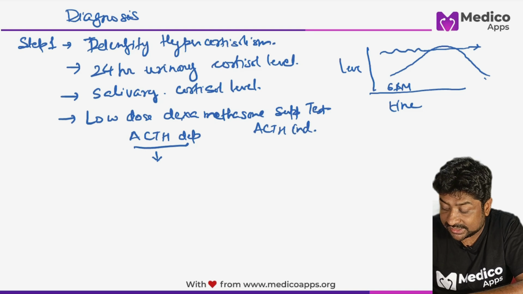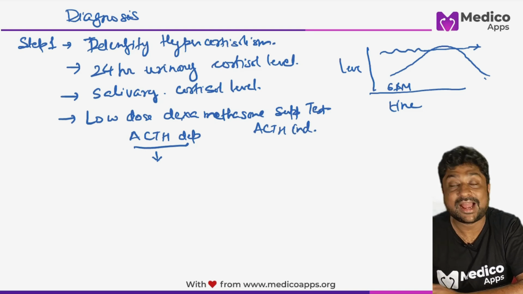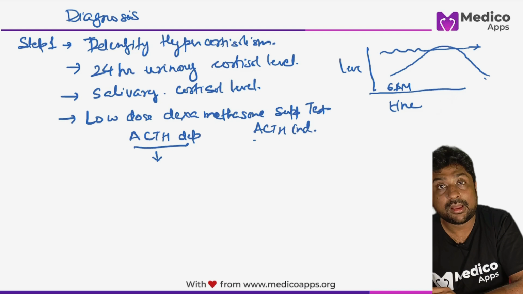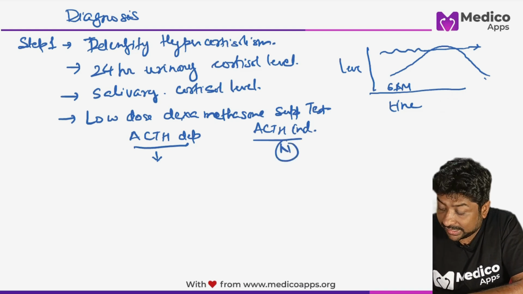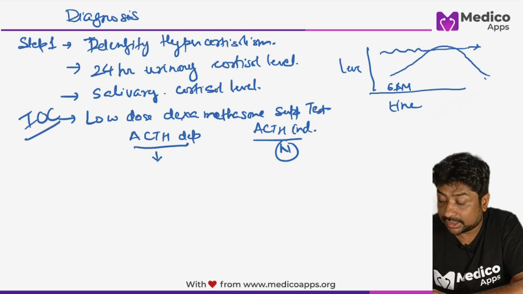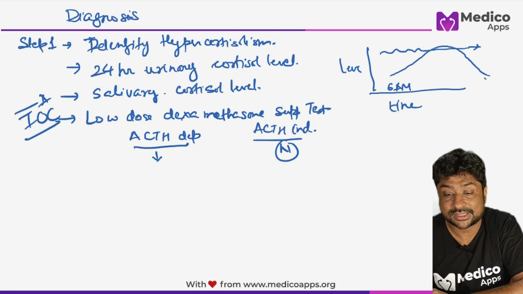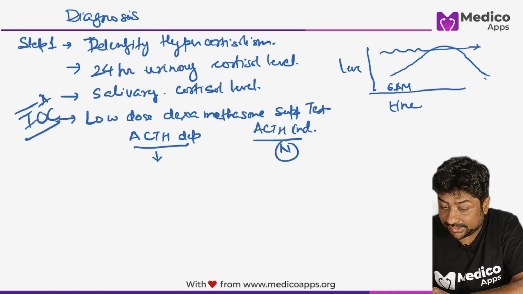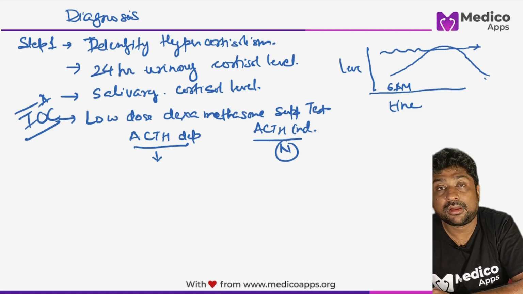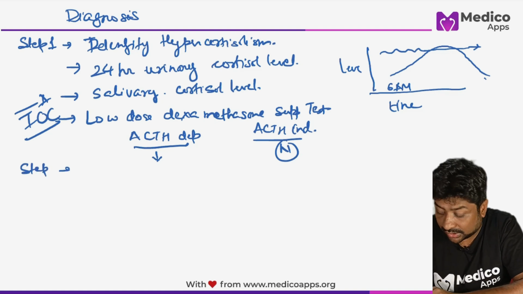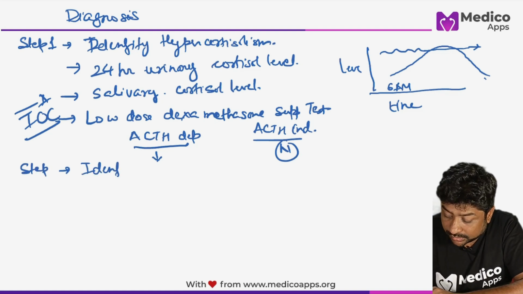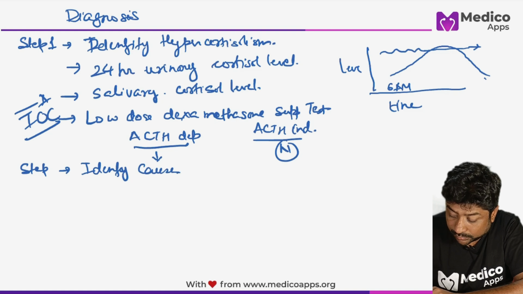But if it is ACTH independent causes like iatrogenic or adrenal tumor, then there will be no effect of low dose dexamethasone test. And this is also the investigation of choice which has been asked in the examination. So once we have identified if there is hypercortisolism, that is increase in cortisol level, the next step will be to identify the cause. Okay, so how do we identify the cause?